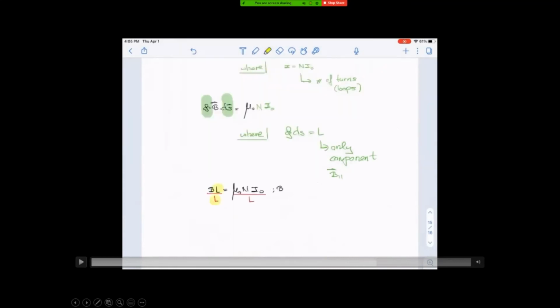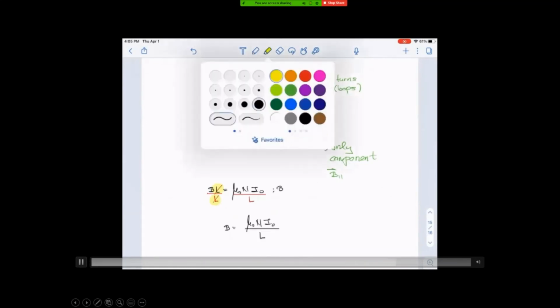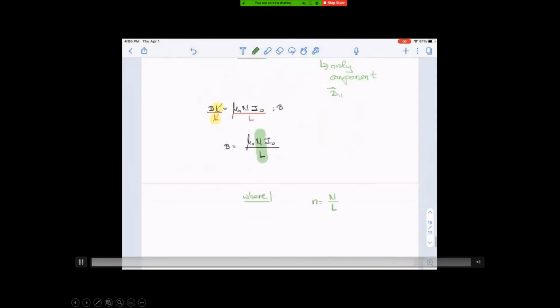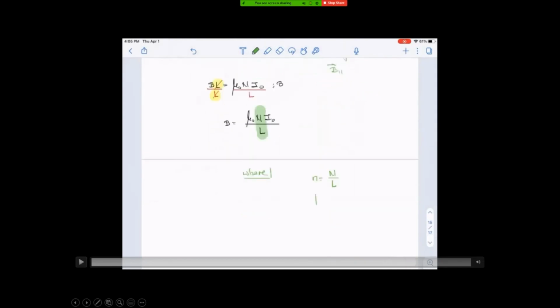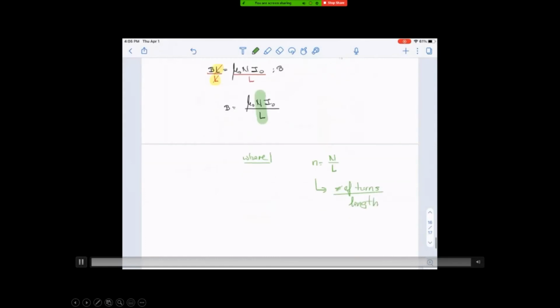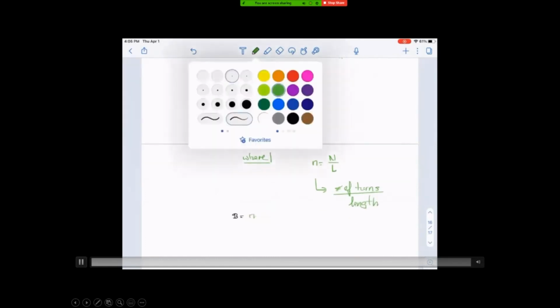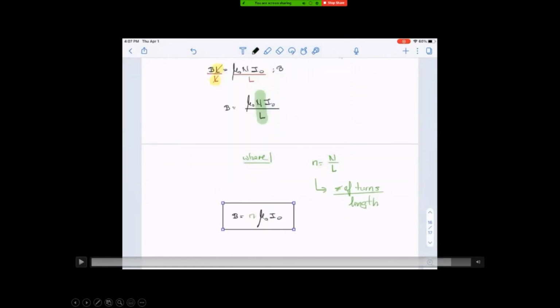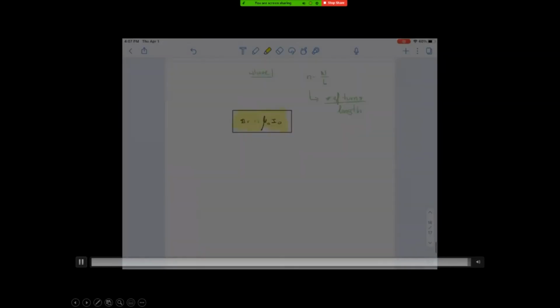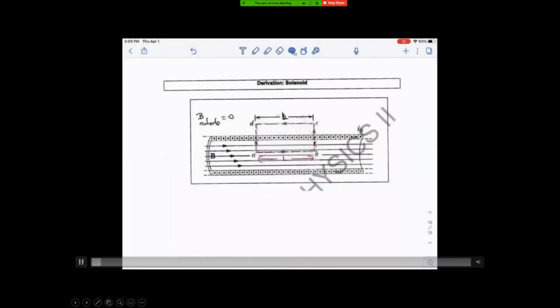Dividing both sides by L, that's the length within the Amperean loop. The number of turns per length is going to be lowercase n. This is like the length density. I'm just making things up right now. So, number of turns per unit length. Then we end up coming up with the expression that we'll get to use for the solenoid. This becomes the expression.